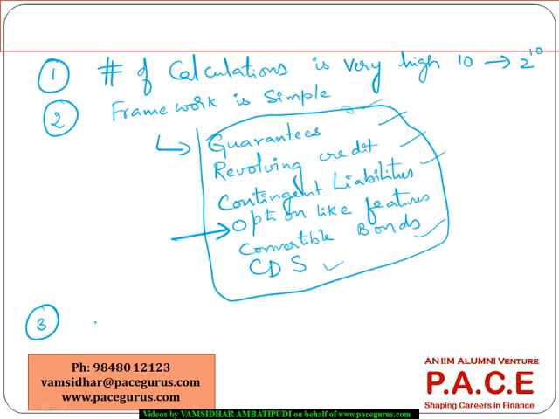And the major thing for the not so popularity of the default correlation based framework, right, primarily is the data availability.